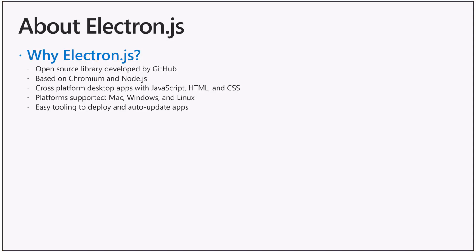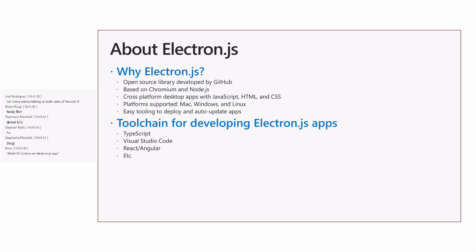Moreover, it's pretty easy to use Electron.js to release applications that can be easily deployed on the target environment of the end users, as well as easily updated whenever you have an updated version of your desktop app that you want to release. From a tool chain perspective, this is just one set of options, but developing Electron.js applications can be done using Visual Studio Code and TypeScript language, as well as using React or Angular or the framework of your choice.